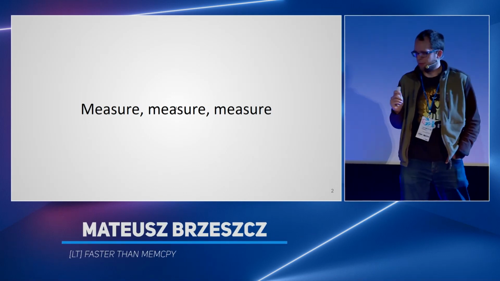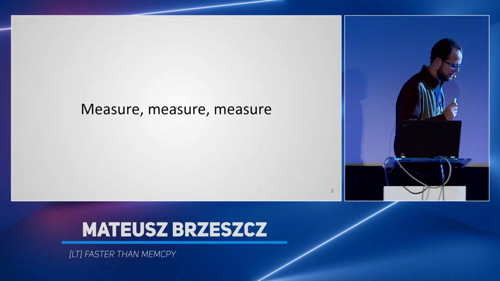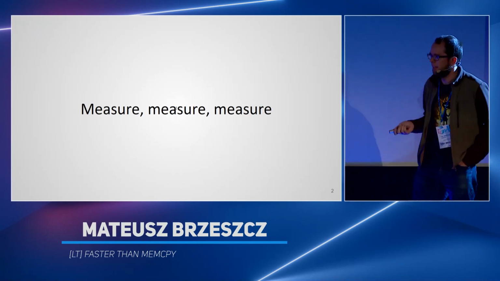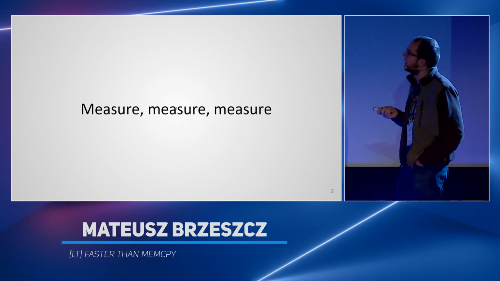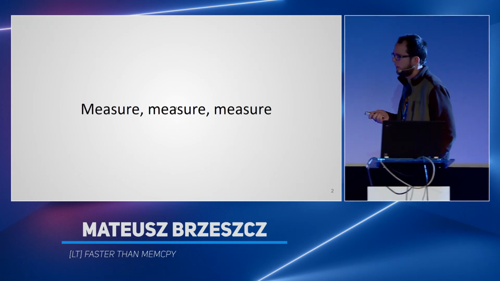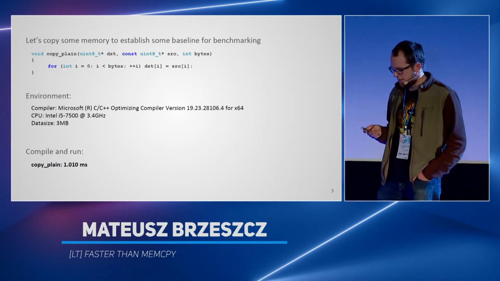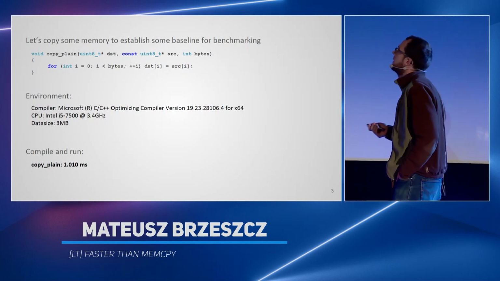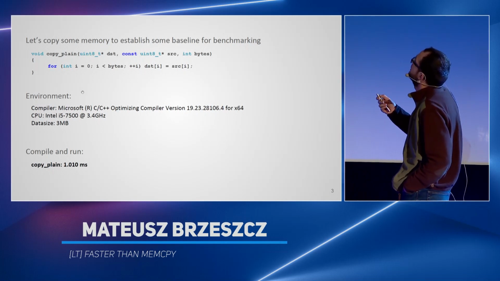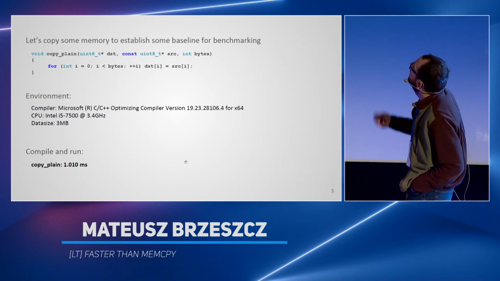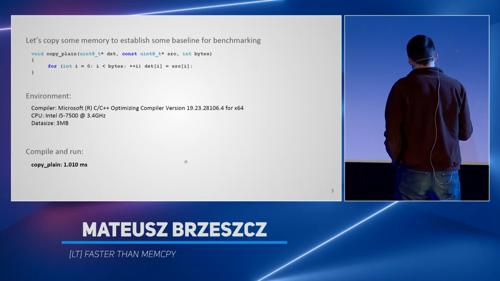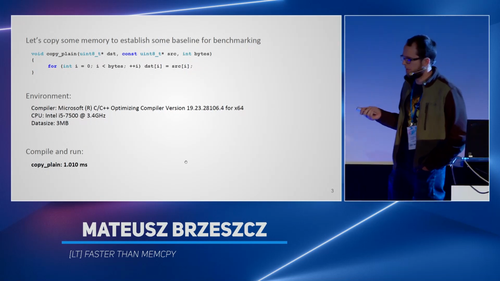There is no fast code without profiling, as there is no correct code without testing. The first thing that we need to do when profiling code is establish some baseline. So let's be ambitious and let's get a memcpy here. Okay, it doesn't work very well. So our baseline for today will be a simple memory copy.